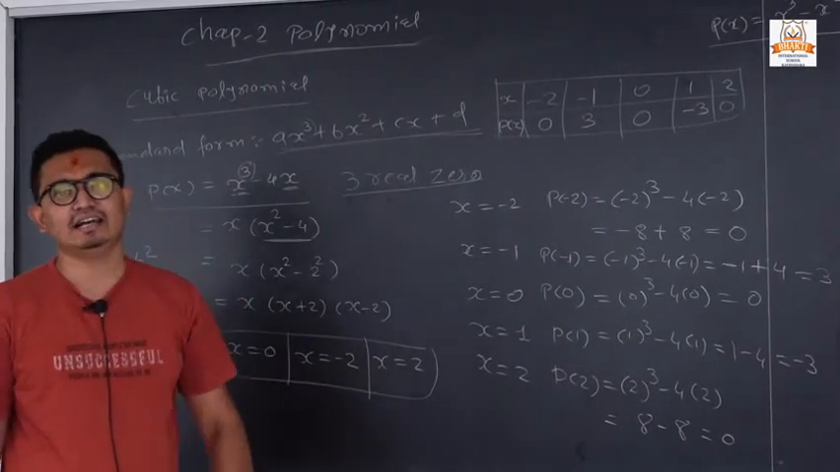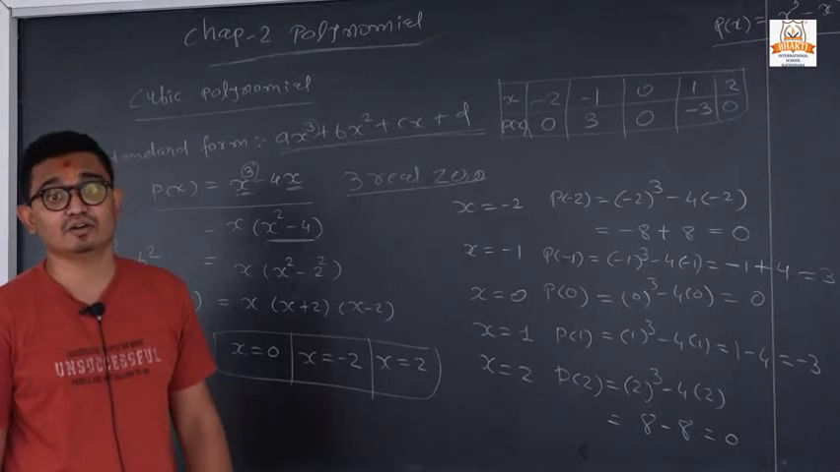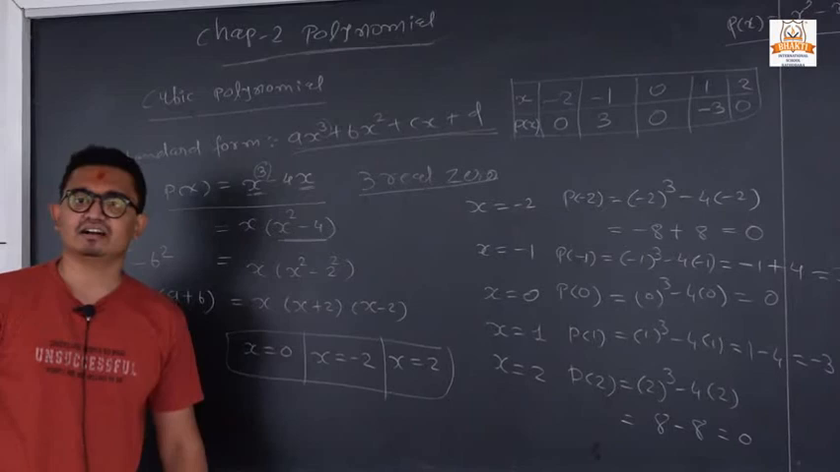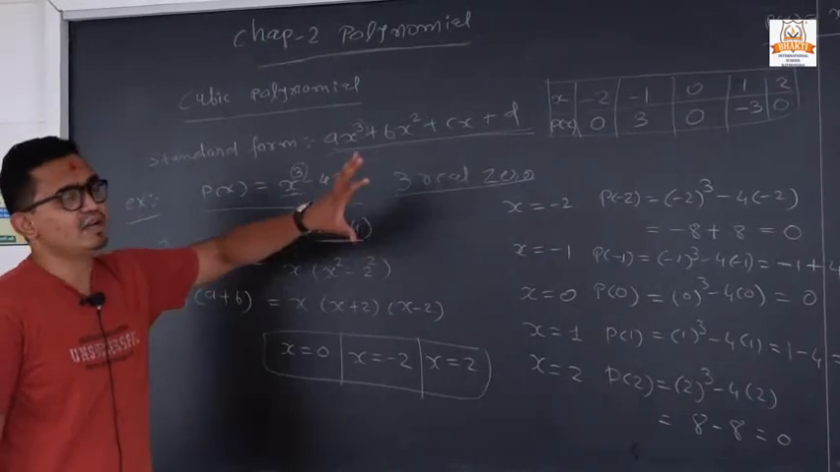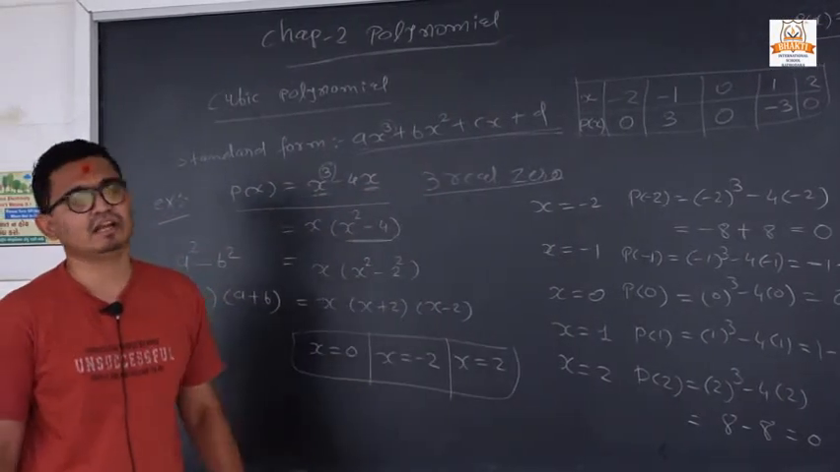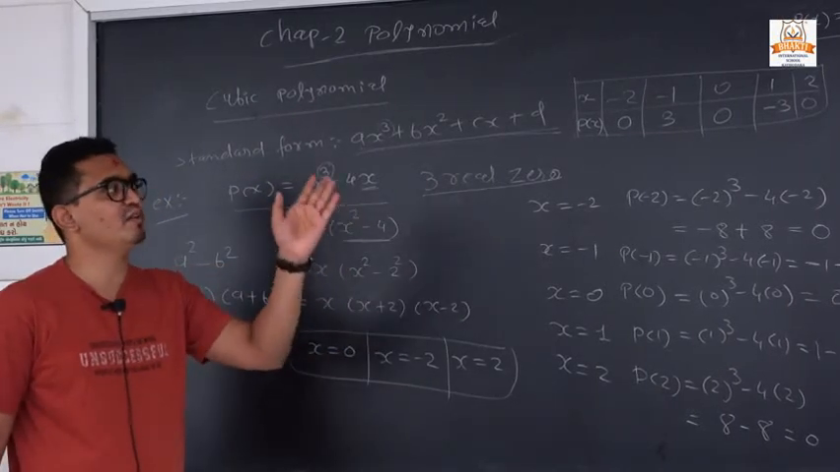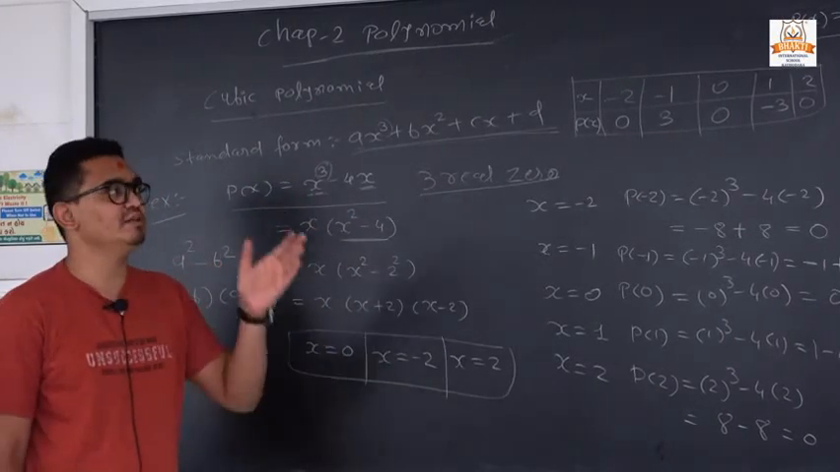So now we will conclude with the theory: if we have a linear polynomial, the graph shape is a straight line and it cuts the x axis only one time. If we have a quadratic polynomial, the shape of the graph is a parabola, and if we have a cubic polynomial, the shape of the graph is not fixed, it will vary.